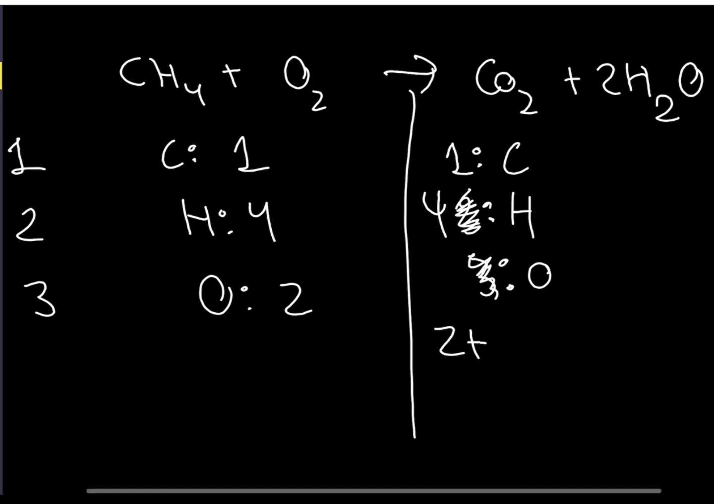2 plus 2, because there's this invisible 1 here. 2 plus 2 is going to be 4. So now there's going to be 4 oxygen atoms.